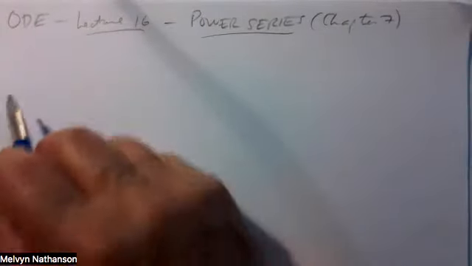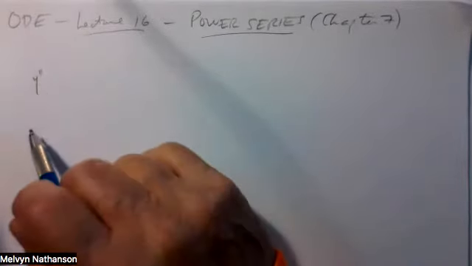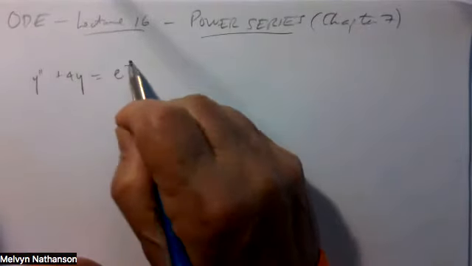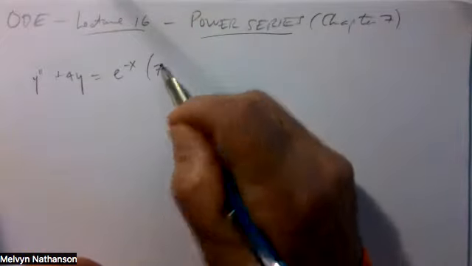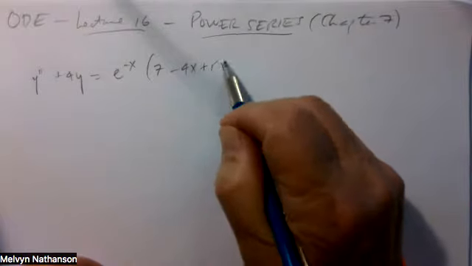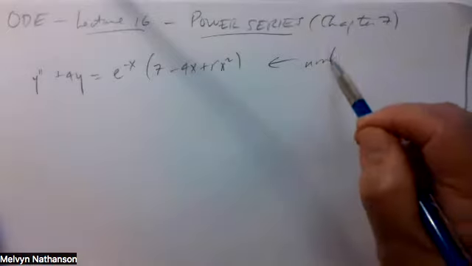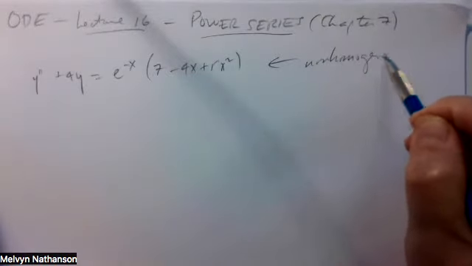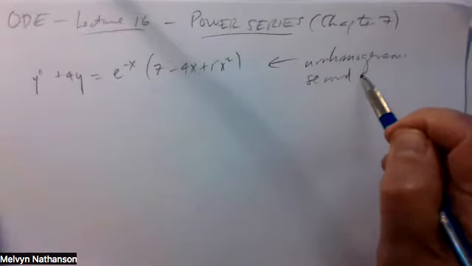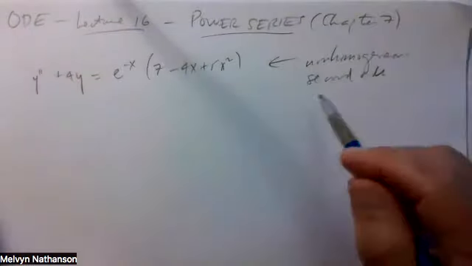So here we have one of the homework problems. It was solve the equation y double prime plus 4y equals e to the minus x times (7 minus 4x plus 5x squared). So this is non-homogeneous because the right-hand side isn't zero. It's second order because the highest derivative is the second derivative.